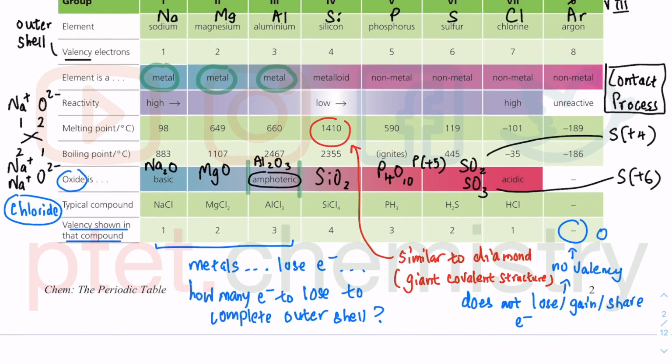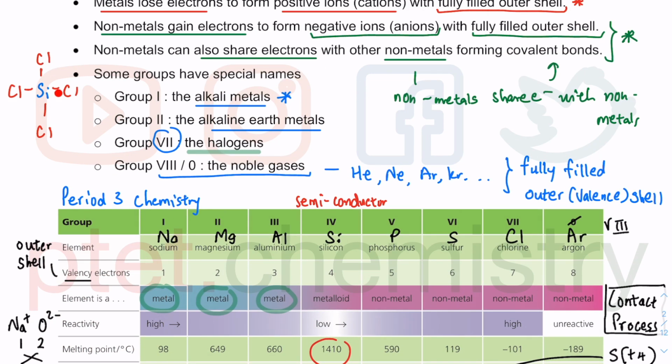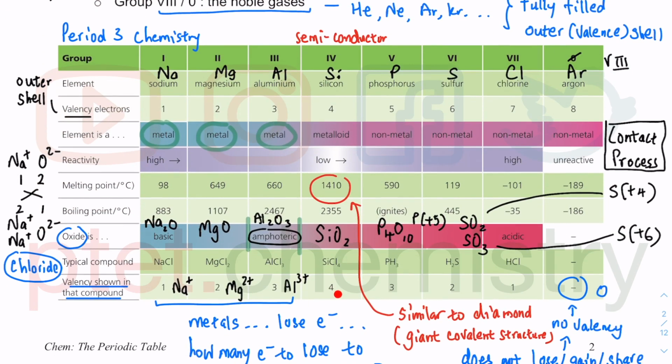In all of these oxides, as well as all of these chlorides, you can get the formula, and then what you get is the valency shown in the compound, Na+ Cl-, so the valency is 1, 2, and 3, based on the charges of the ions, Na+, Mg2+, Al3+. How many electrons do you lose in order to complete the outer shell? Silicon tetrachloride. How many electrons do you need to share? So silicon has 4 outer shell electrons, and therefore you need to share 4 electrons in order to complete your outer shell there. Therefore the valency is 4.